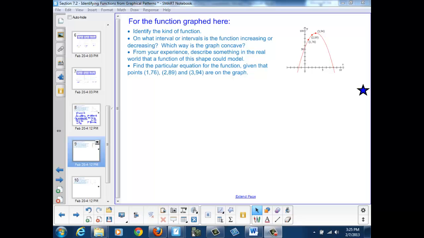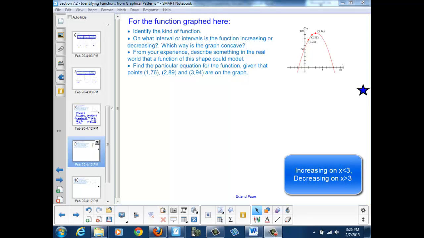Let's look at a second example. Here we have a graph that increases then decreases. So the kind of function is a quadratic function. On what interval or intervals is the function increasing? Well, it seems to be increasing from negative infinity all the way up to the value x equals 3. And then it decreases from x equals 3 out to positive infinity.